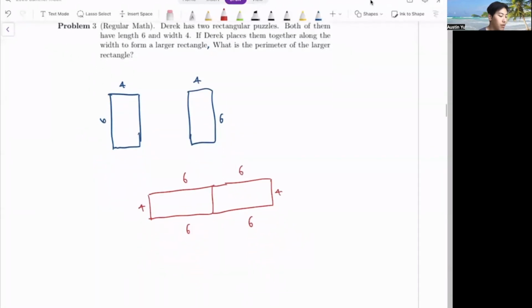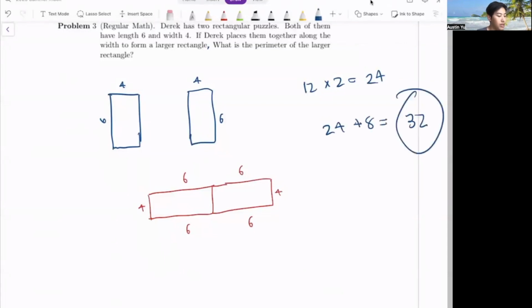We get 6 on both sides. We get 12 on both sides because it's 6 plus 6 equals 12 on both sides. 12 times 2 equals 24. And then the two 4s at both sides, which is 8. So 24 plus 8 gives us 32. So the perimeter is 32.